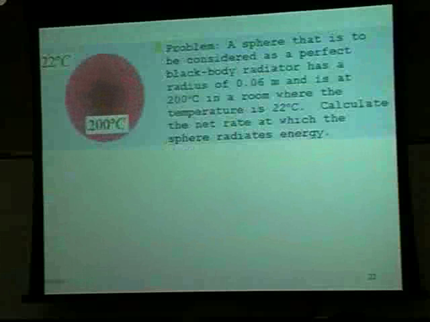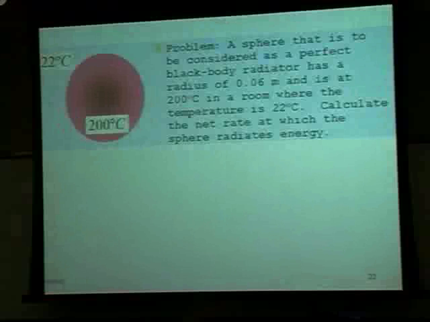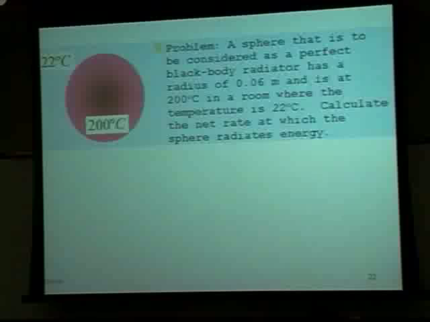Let's try a problem. A sphere that is to be considered as a perfect black body radiator has a radius of 0.06 meters and is at 200 degrees Celsius in a room where the temperature is 22 degrees Celsius. Calculate the net rate at which the sphere radiates energy. So I have a sphere acting as a black body. Emissivity, not given. Emissivity would be 1, because it is a black body. Ideal absorber and radiator.